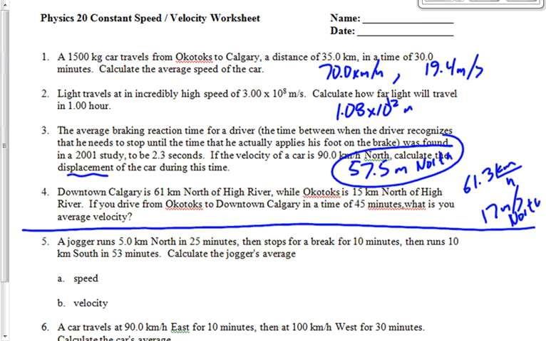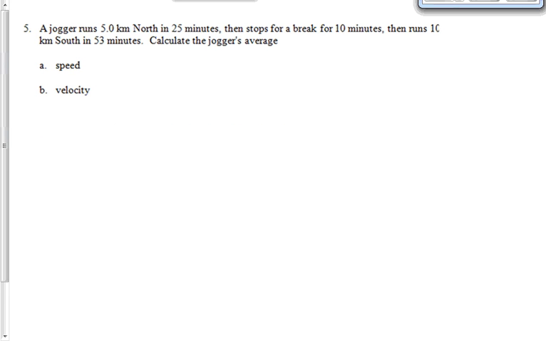Questions 1 and 2 are asking us for speed and distance. We don't need direction. Questions 3 and 4 are asking us for displacement and velocity. We do need a direction. Any questions on those 4 questions? We're all good? All right, have a look at the back side of the sheet then.